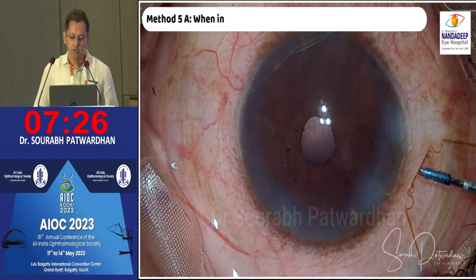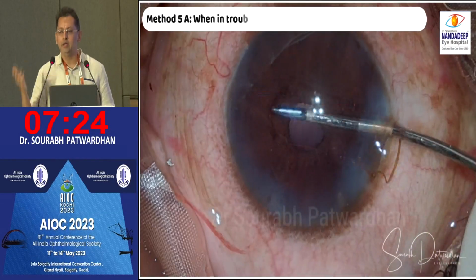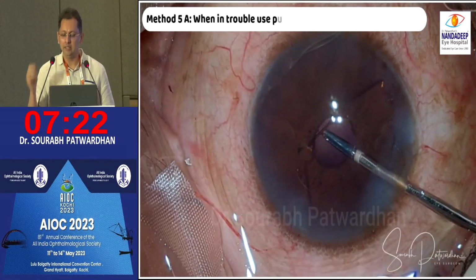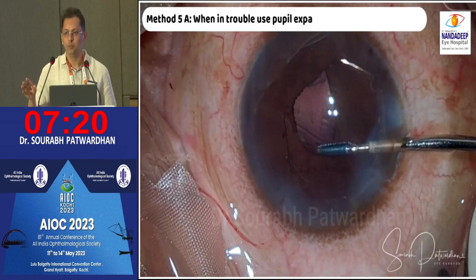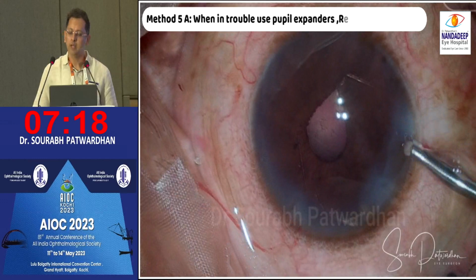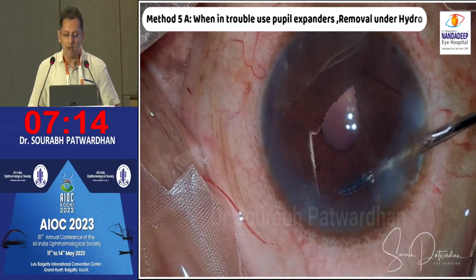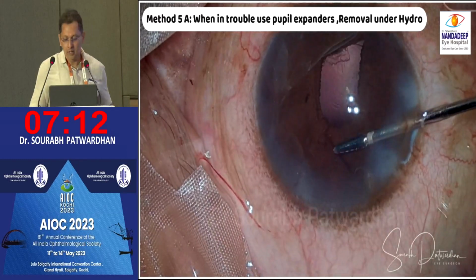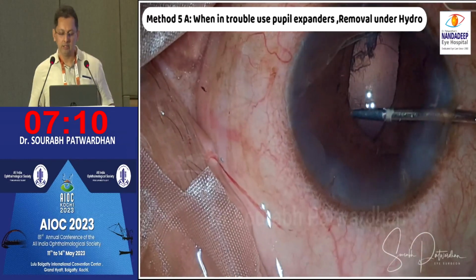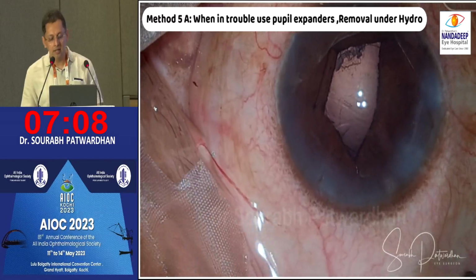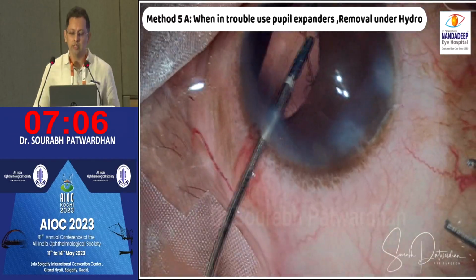Now, sometimes we have intraoperative miosis, and in such cases I would advise you to use a pupil expander or iris hooks, because it becomes really difficult to align the IOLs afterwards. So if you have a very small pupil to begin with, it's best that you expand the pupil, see exactly how you are placing the IOL, and I will show how to remove these expanders.